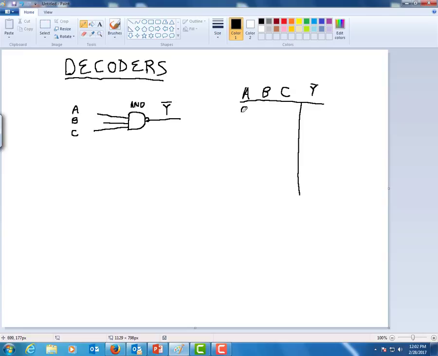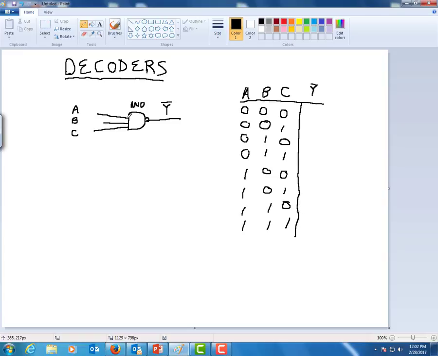So what do we have here? For 3 inputs, you have different combinations, right? 0, 0, 0, right? 1, 0, 0, 0, 1, 0, and 1, 1, 0, 0, 0, 1, 1, 0, 1, 0, 1, 1, and 1, 1, 1. All right?